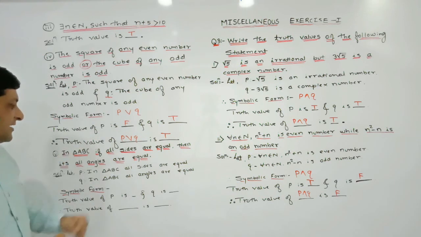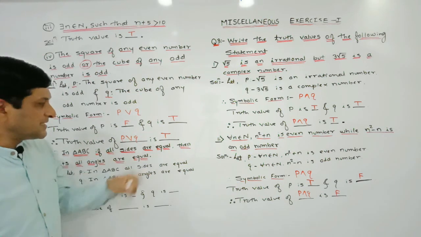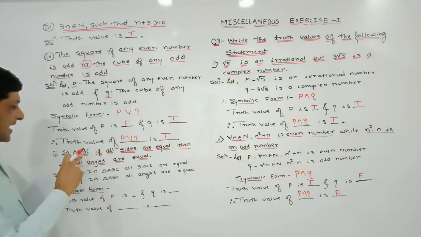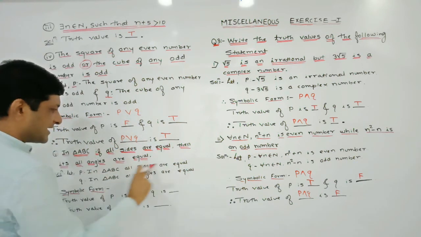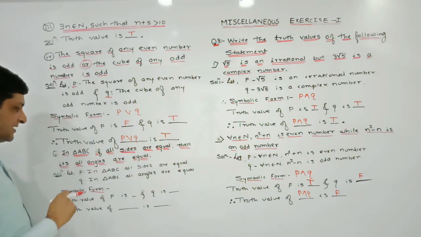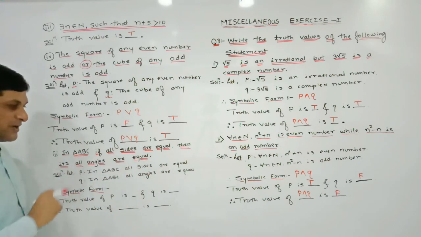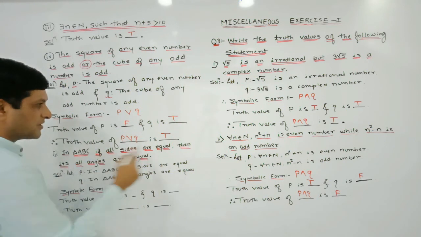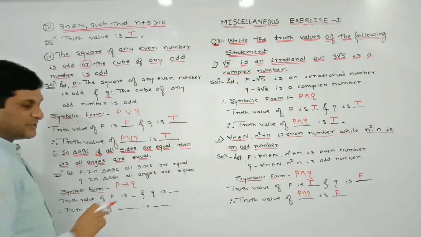Now observe the example number 5. What is the statement? In triangle ABC, if all sides are equal, then all its angles are equal. Means first part is what? In triangle ABC, all sides are equal. And second part, in triangle ABC, all angles are equal. Second part we have denoted by Q. And here the two parts are connected by what? If then. Means its symbolical representation is P implies Q.